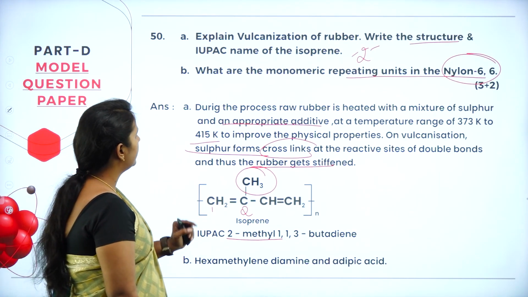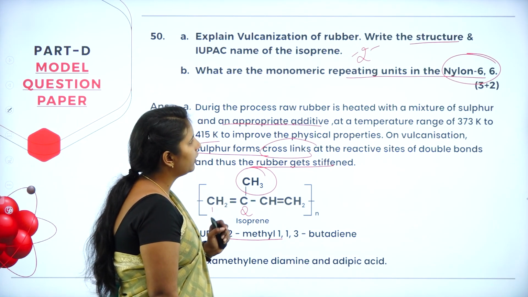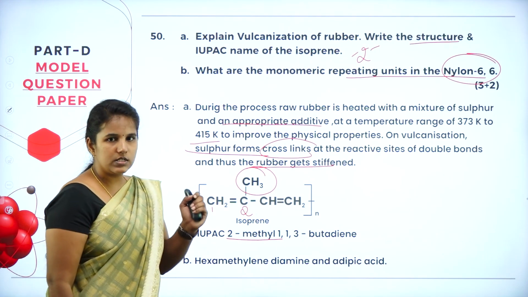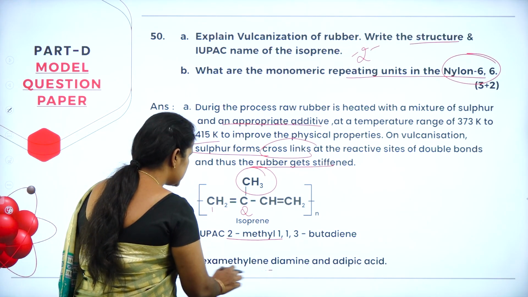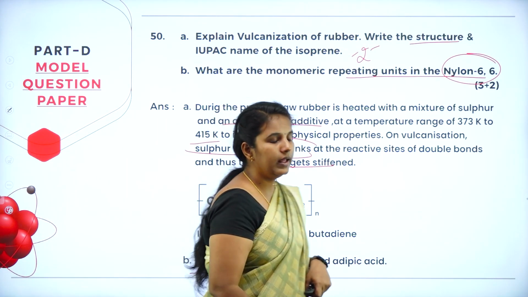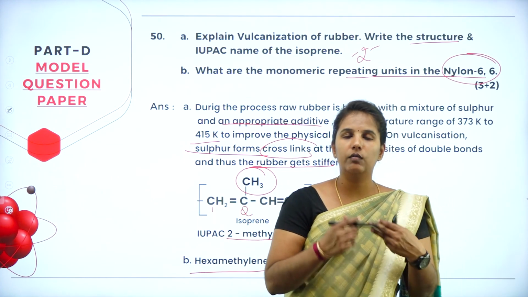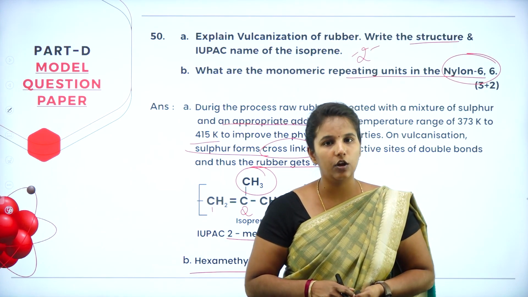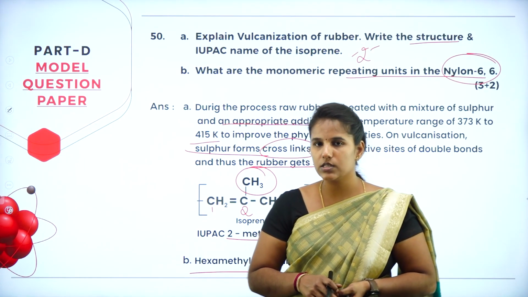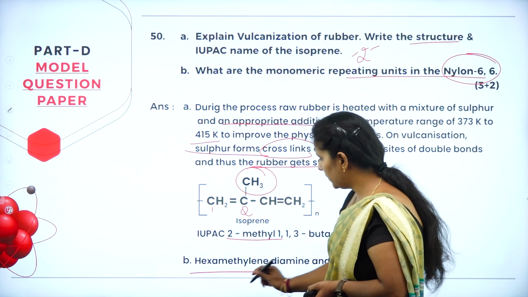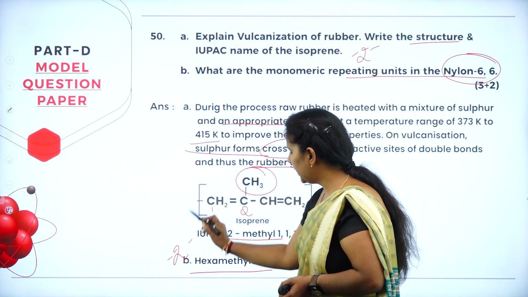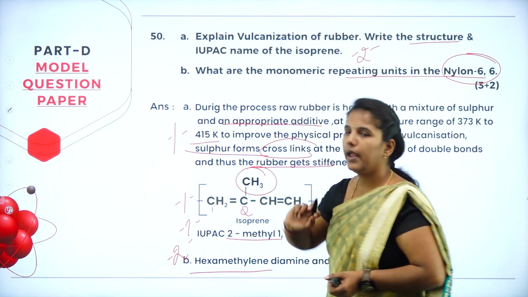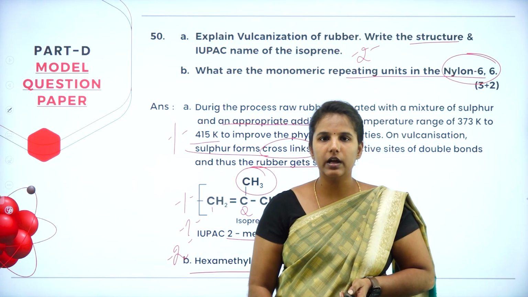Coming to the last one, what are the monomeric repeating units which are there in nylon 6,6? The monomeric repeating units in nylon 6,6 are hexamethylenediamine and adipic acid, which are the monomers repeated many times to form nylon 6,6. Hope you all understood. For writing these monomers, you will get 2 marks, and writing the structure you will get 1 mark. For IUPAC 1 mark, and for explaining vulcanization you will get 1 mark.